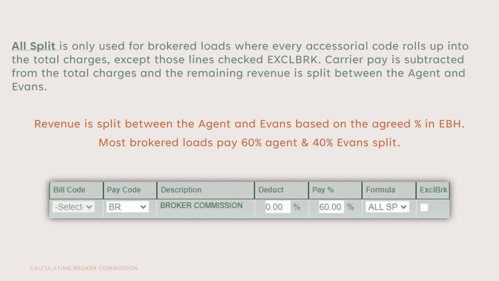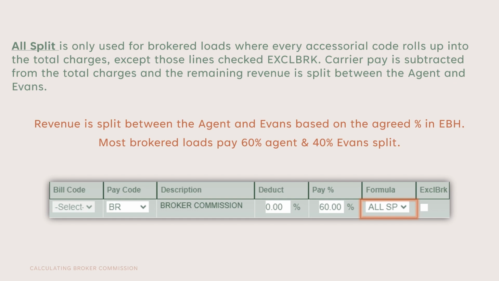The BR pay code for broker commission pays under the formula all split as shown below. All split is only used for broker loads where every accessorial code rolls up into the total charges except those lines checked exclude broker. Carrier pay is subtracted from the total charges and the remaining revenue is split between the agent and Evans. Revenue is split between the agent and Evans based on the agreed percent in EBH. Most broker loads pay 60% agent and 40% Evans split.